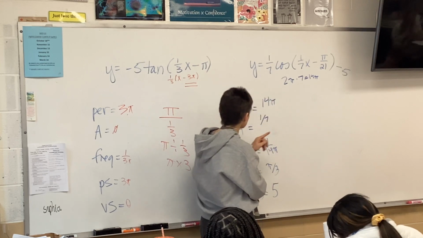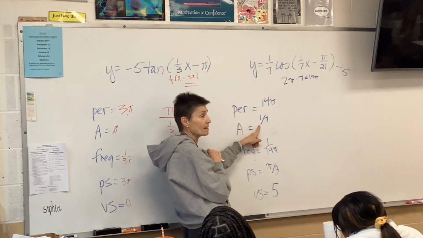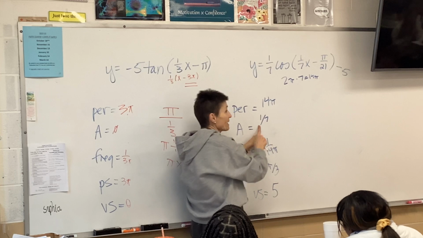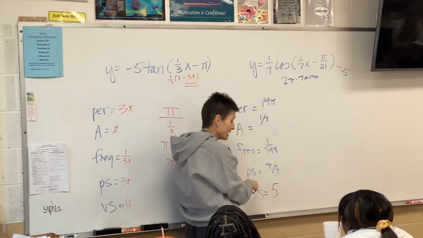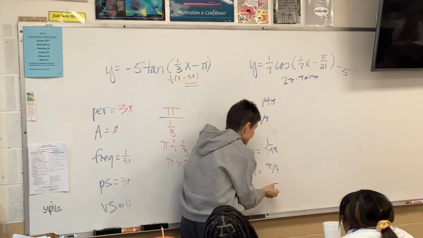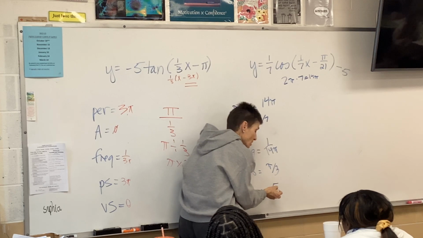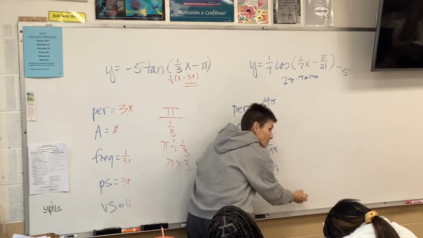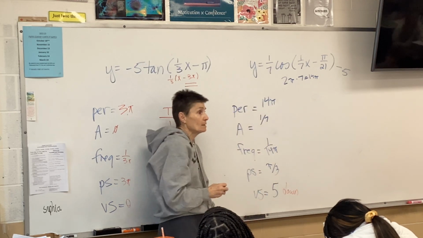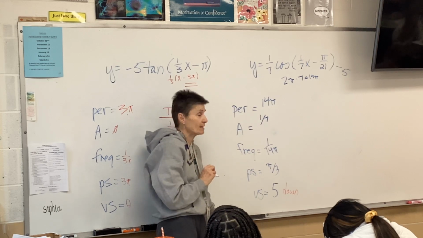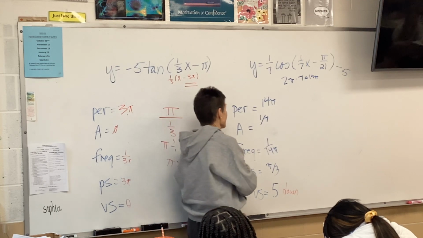Okay, let's see about this one. First of all, it's a cosine, so it has amplitude. Its amplitude is 1/7. I want to be careful on the vertical shift. I need to either put a negative there or say down 5. Okay. One or the other, right? When it's negative, make sure you've indicated that.